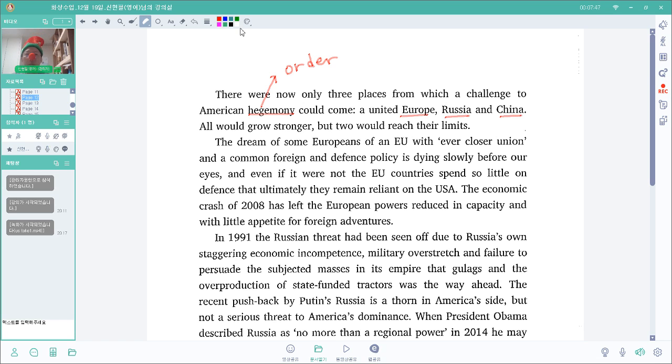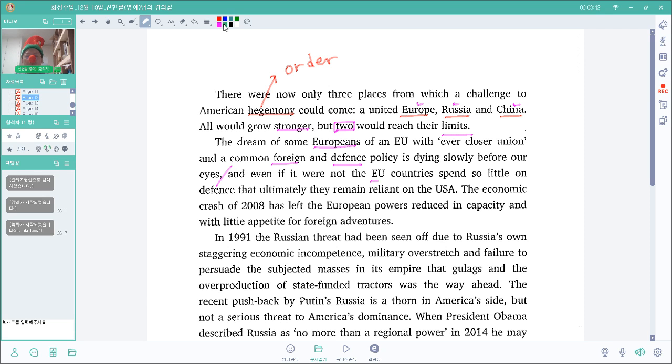All would grow stronger, but two would reach their limit. By the 1960s, all of these three areas, Europe, Russia, and China, would become stronger eventually. But two of these three areas would reach their limits. First, the dream of some Europeans of an EU with an ever closer union and a common foreign and defense policy is dying slowly before our eyes. Europeans always want a common foreign policy and common defense policy together. Unfortunately, it's not working. And even if it were, EU countries spend so little on defense that ultimately they remain reliant on the USA.